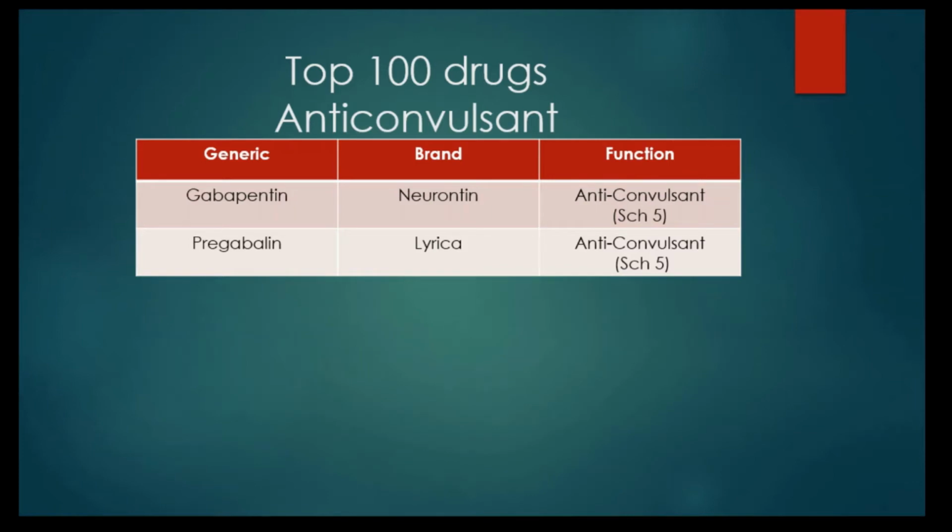Next, we're going to be talking about anticonvulsants. We've got gabapentin, brand name is Neurontin, and this is a Schedule 5 drug. We've also got pregabalin, which is Lyrica, and it is also a Schedule 5 drug.